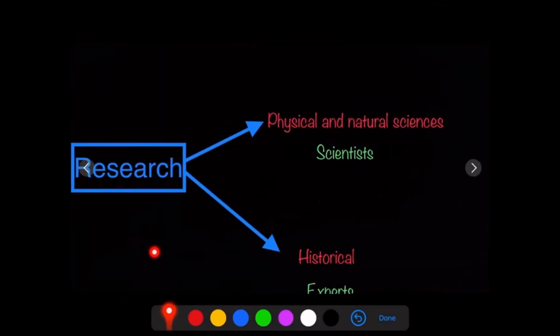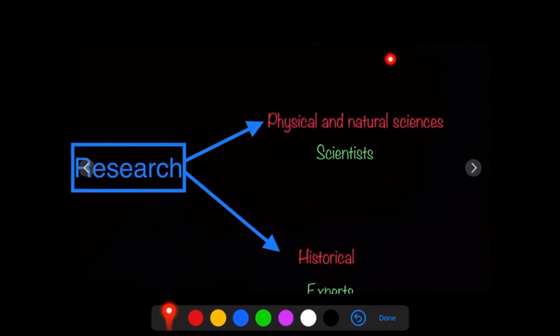Research. Now the very important thing to understand is research. In the textbook itself it is given that there are two types: physical and natural sciences, and historical. In physical and natural sciences, physical is regarding physics, and natural sciences is regarding biology.